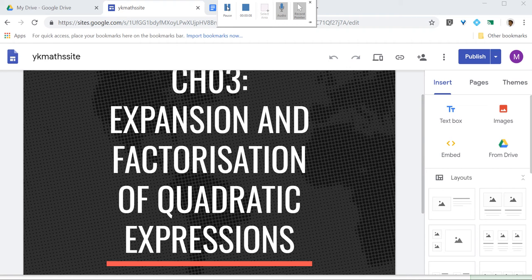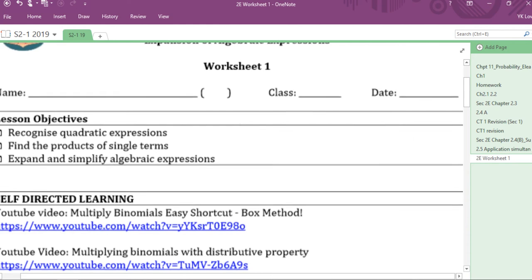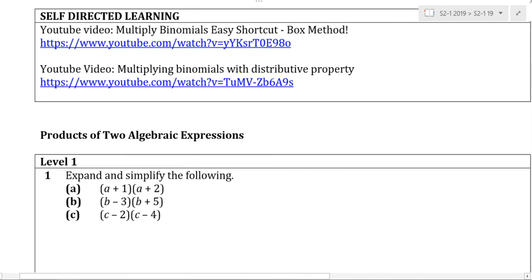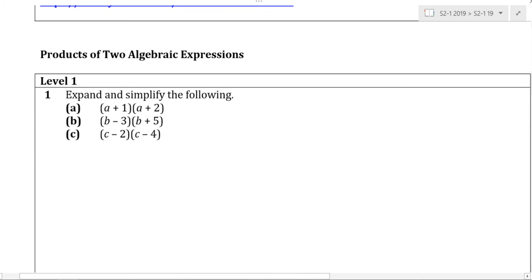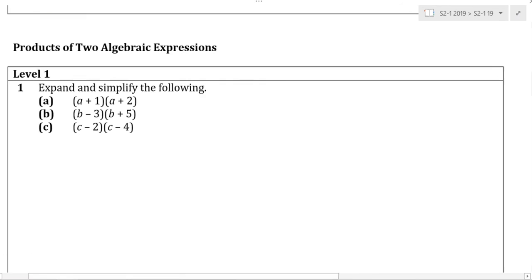Alright, let's start. So this is an expansion. Write your name, your class, and here we go. Now, first I want you to do a product of two algebraic expressions. This one here, I want you to differentiate between two types. Okay? So, can you write down here?